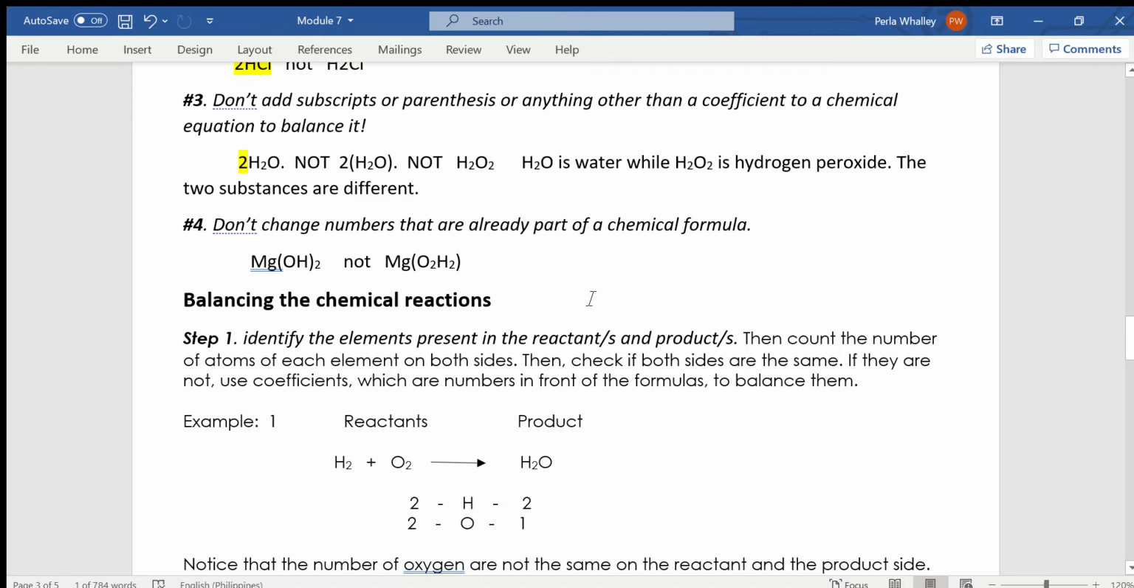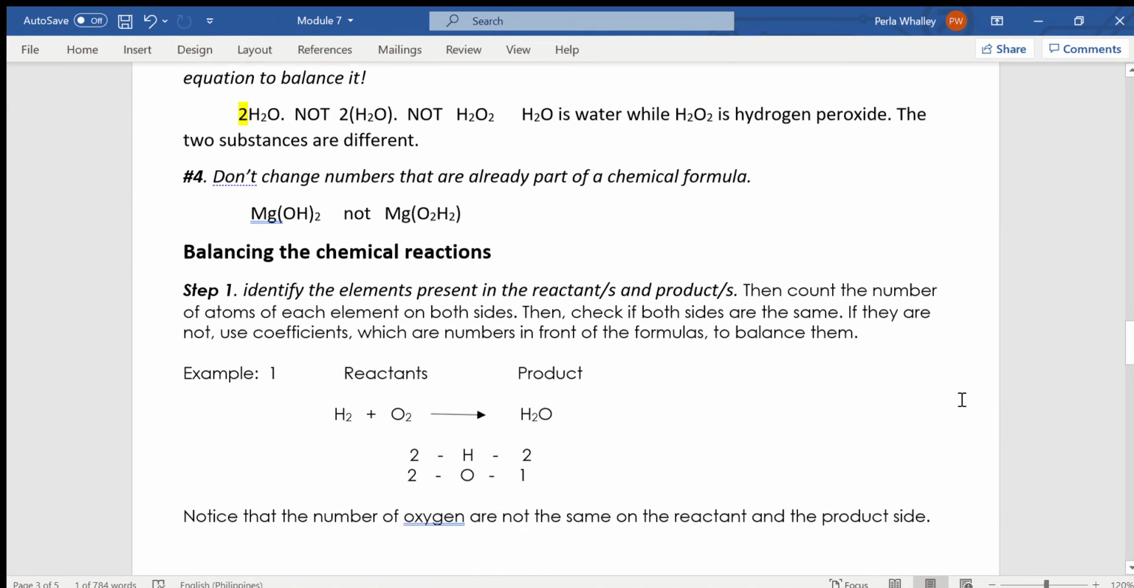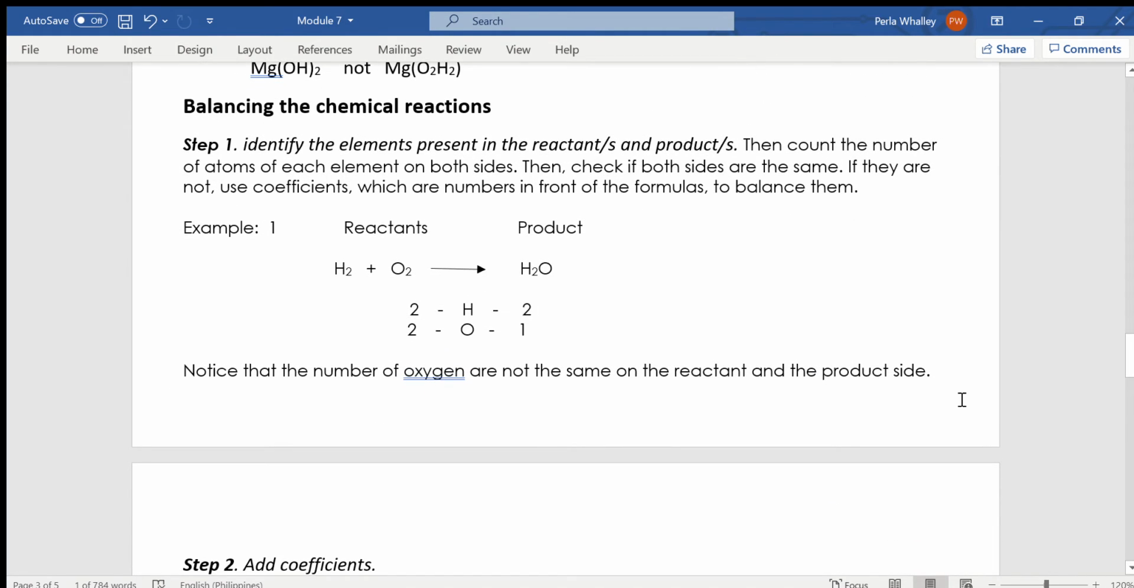Number 4, don't change numbers that are already part of a chemical formula. For example, Mg(OH)2. This is the correct formula. Do not change it into MgO2H2. Okay, let's go now to balancing of chemical reactions.